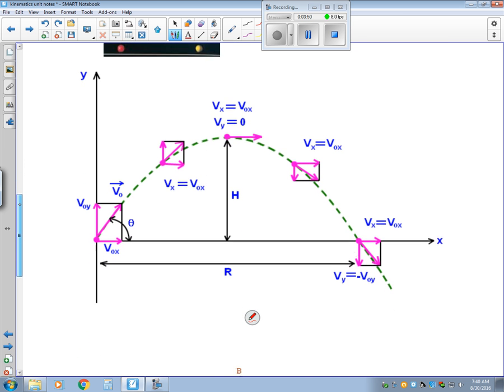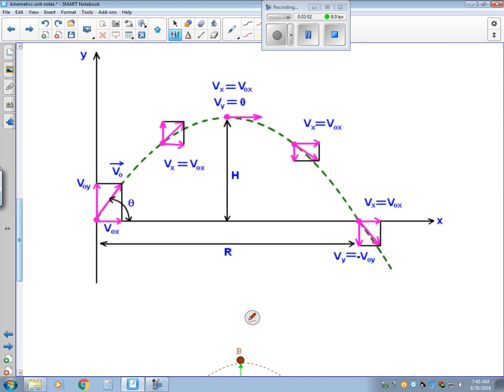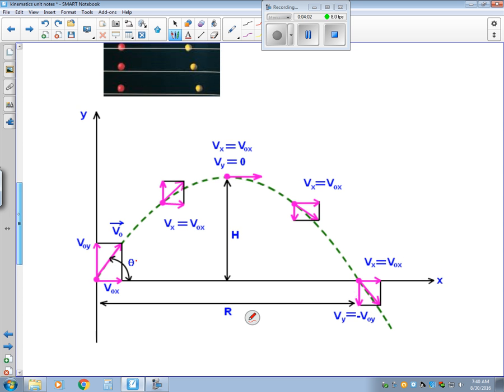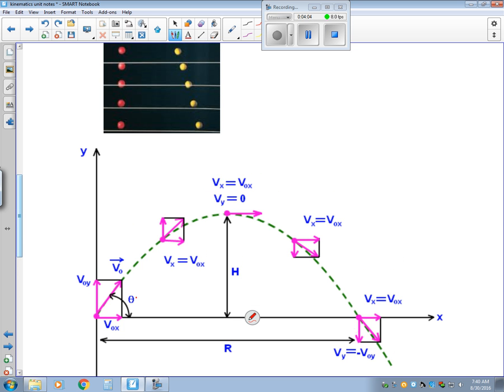Okay, so let's take a look at another projectile. This one's being launched from the ground at a certain angle. So first off, velocity is a vector. So I'm going to come up here. So if I have an initial velocity of something being fired at an angle, I can take this and I can resolve it into its x and y components.